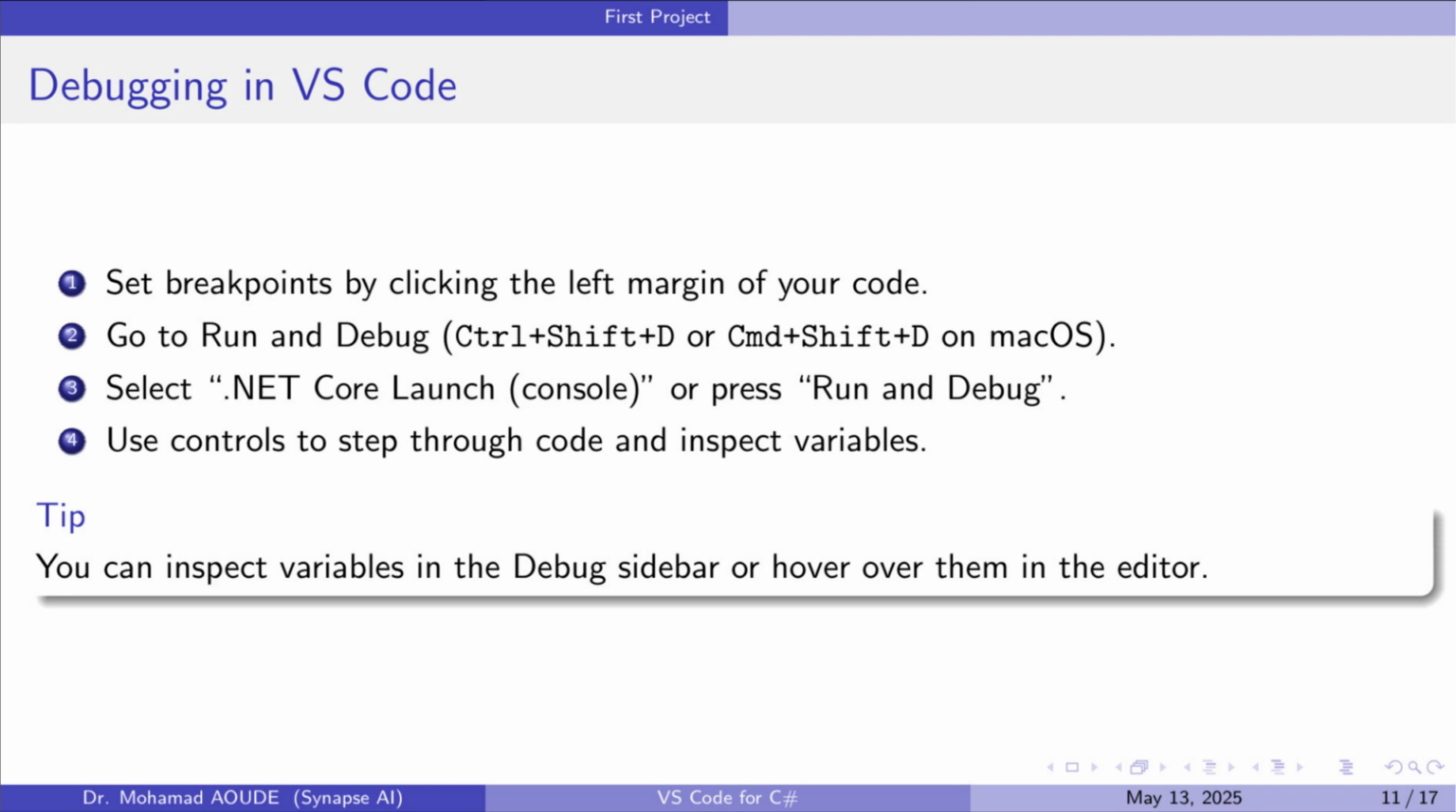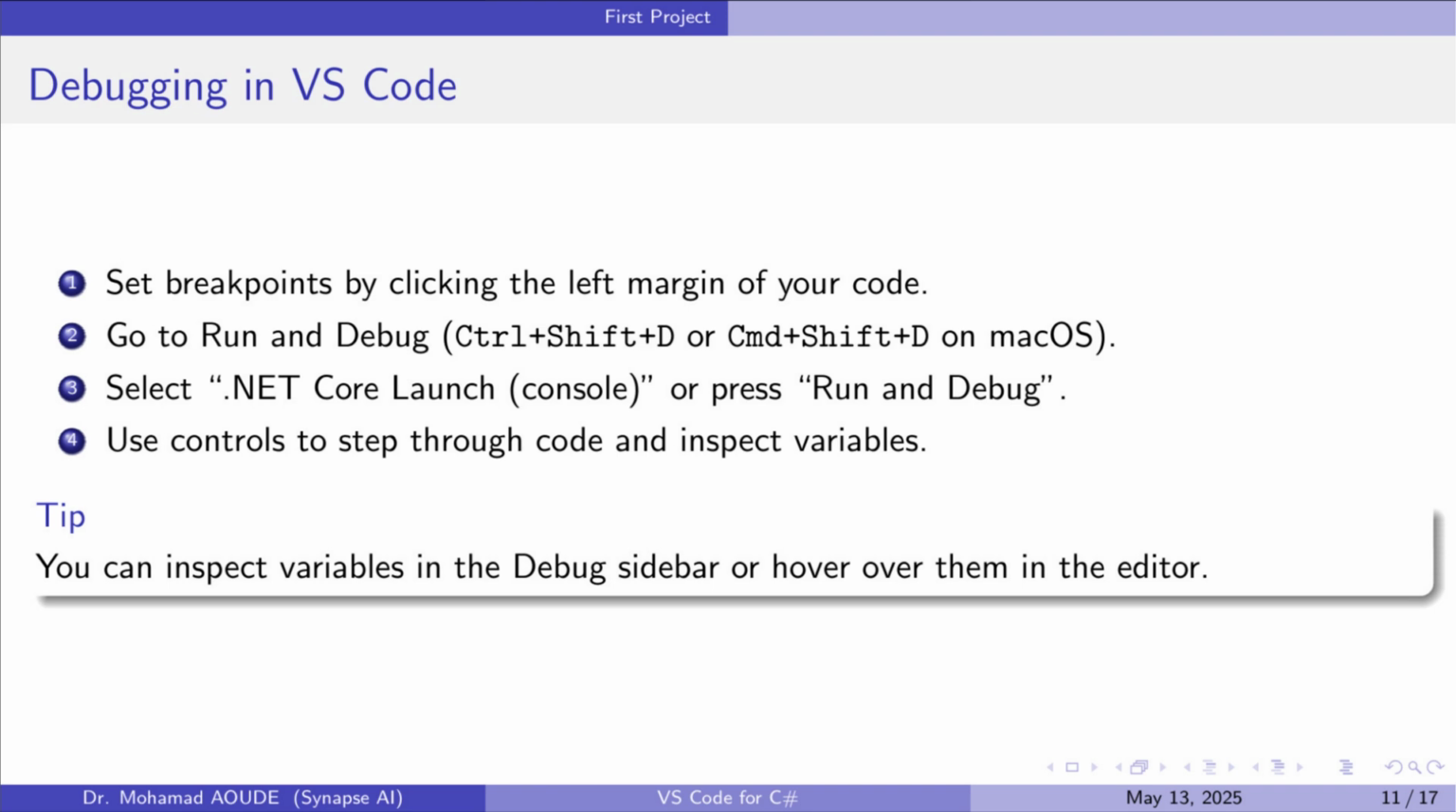An essential skill in programming is debugging, finding and fixing errors in your code. VS Code has excellent debugging tools. You can set breakpoints by clicking in the left margin next to a line number in your code. A red dot will appear. When you run your program in debug mode, execution will pause on this line.